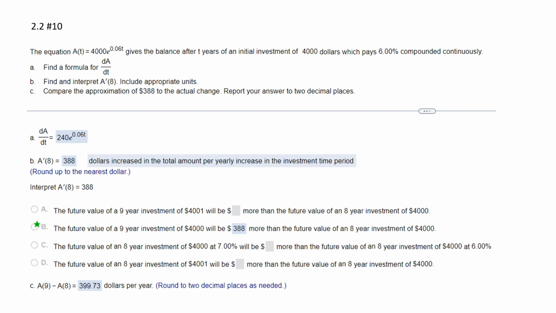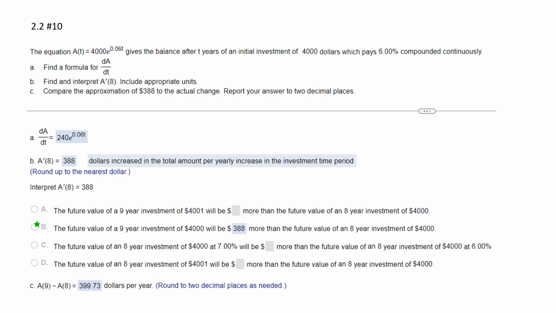This is an application problem where we're given the equation that will give the balance after t years of an initial investment of $4,000 paying 6% compounded continuously. And so we're being asked to find three things.